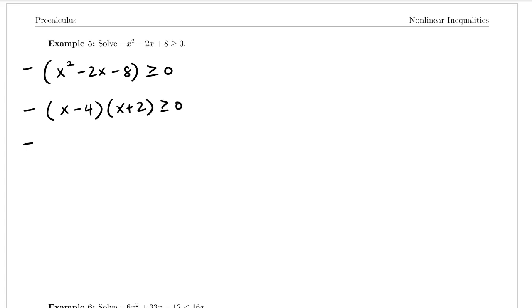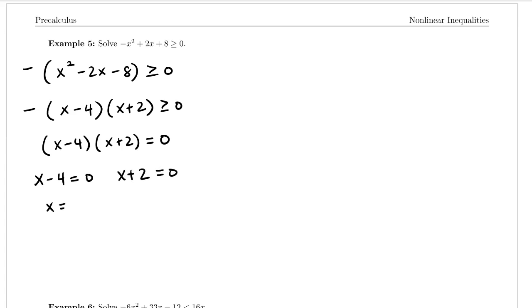At this stage, we want to take our quadratic in factored form and set it equal to 0 so that we can find the x-intercepts. If I divide both sides by -1, on the left side the negative would disappear, and 0 divided by -1 is still 0. Now I can use the zero product principle to set each of my linear factors equal to 0, and we would end up getting x equals 4 and x equals -2.